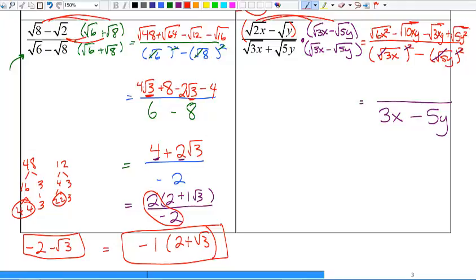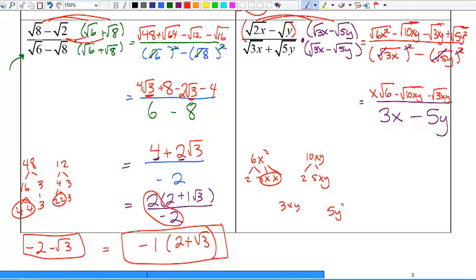So it looks like some of these are going to reduce. 6x squared, 6 can break out on 2 and a 3, but that's not a pair. But x and x is a pair. So the x comes out and the root 6 stayed home. Both the 2 and the 3 stay home and multiply. In 10xy, we have 2 and 5 and x and y, no pairs. In 3xy, again, no pairs. In 5y squared, well, that's 5y times y. So the y gets to come out, and the 5 stays inside.